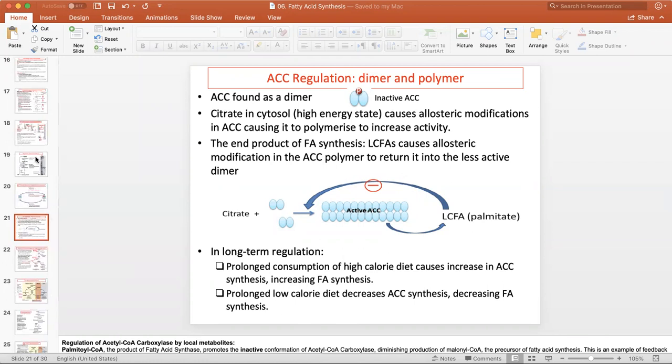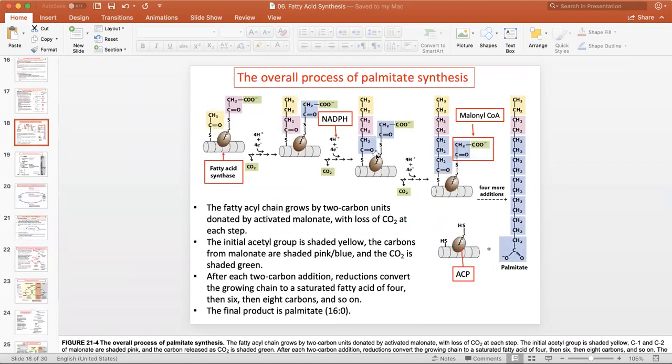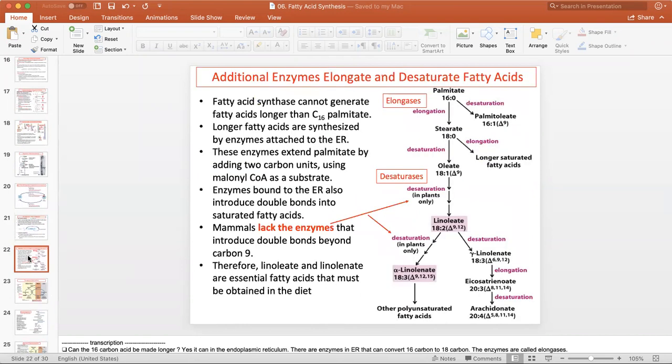Now let's jump back to where we left off. Remember we left off at the palmitate. It's just hanging there. What do we do with this palmitate? Let's go further with it. Okay, I have a question. Could you please repeat the feed forward and feedback part?